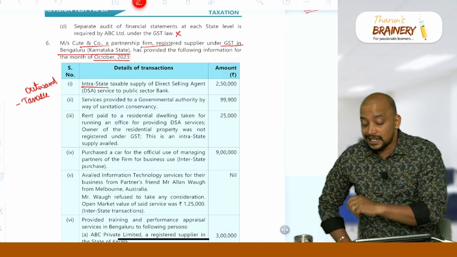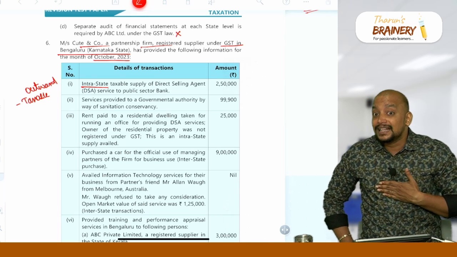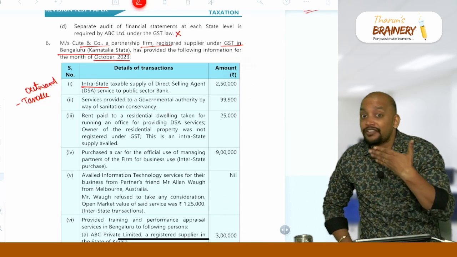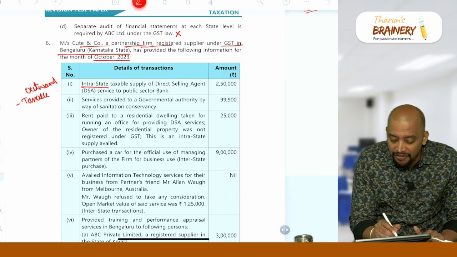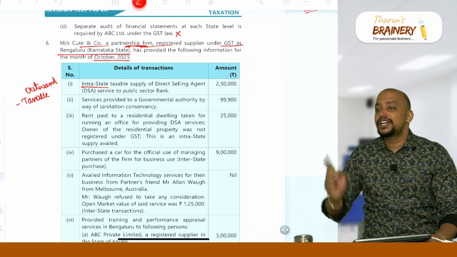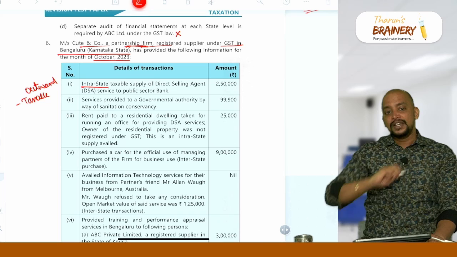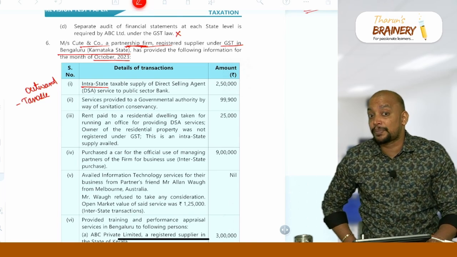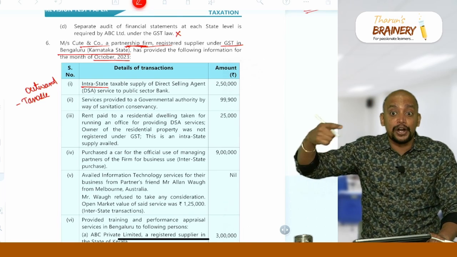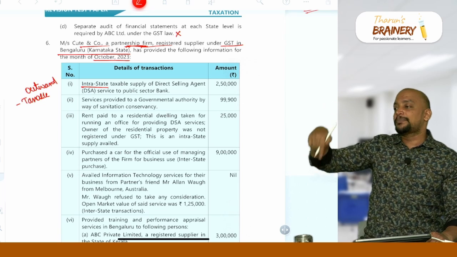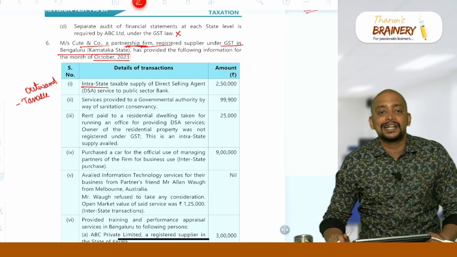What is the condition? The supplier should be other than a body corporate or firm. But here the supplier is a firm. You understood? So it will not come under RCM. What is the condition for direct selling agent? The supplier should be other than a body corporate or firm. But if the supplier is a firm, it will not come under RCM.